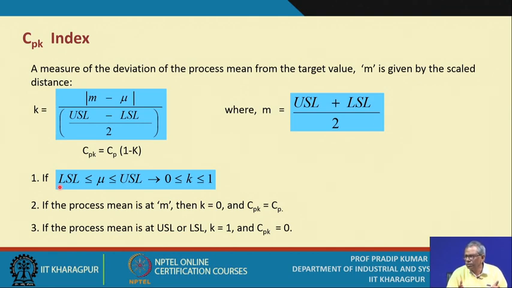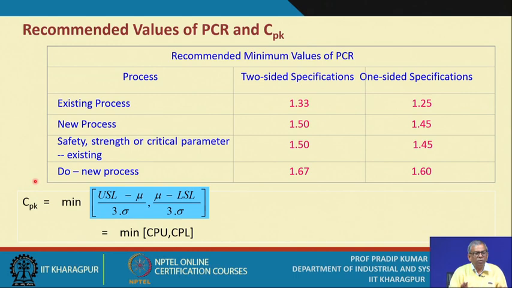But in other cases you will find that the value of Cpk will be less than 1, and in certain cases, the extreme cases, the Cpk value could be negative also. So, this is the most undesirable situation. Now, the researchers and practitioners have recommended values of PCR, that is Cp and Cpk. So, if the process is an existing one, that means the process has been running for the last say 5 years, 10 years, is it okay?